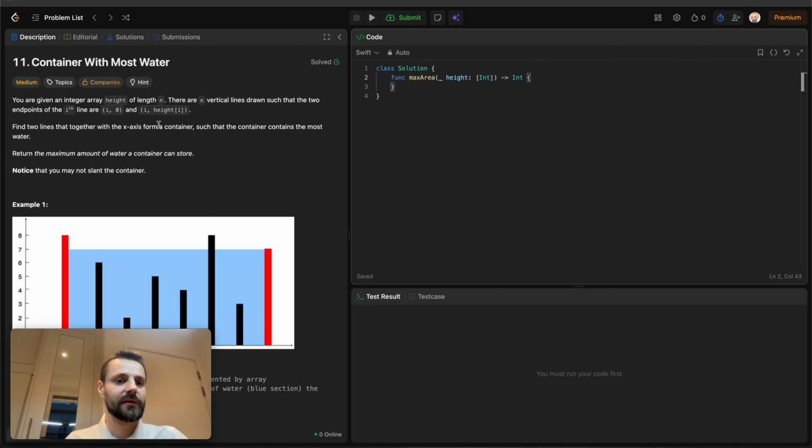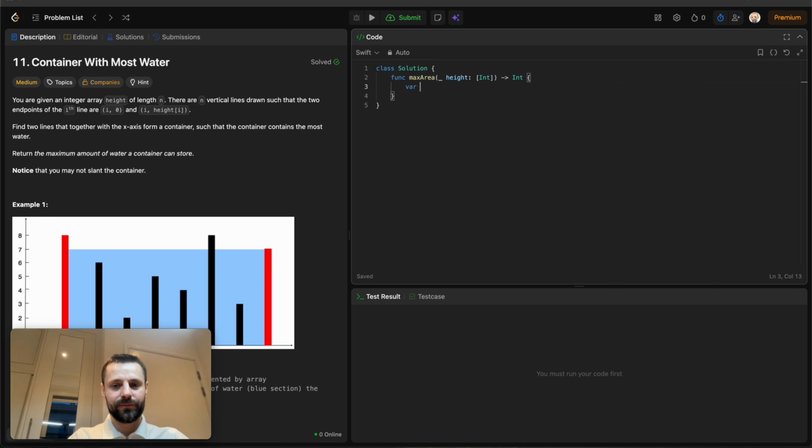There are some constraints here. The most important one is that the number of lines is greater or equal to 2, which means that we shouldn't care about edge cases like 0 lines or one single line in the array.